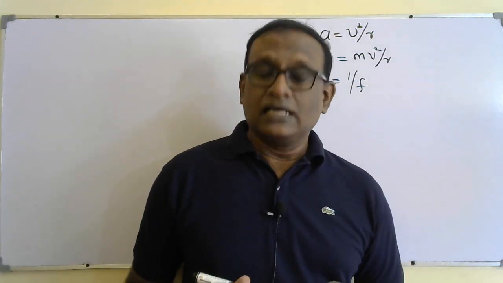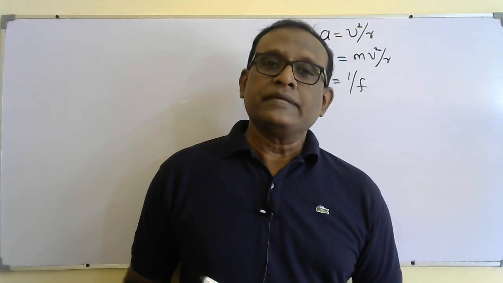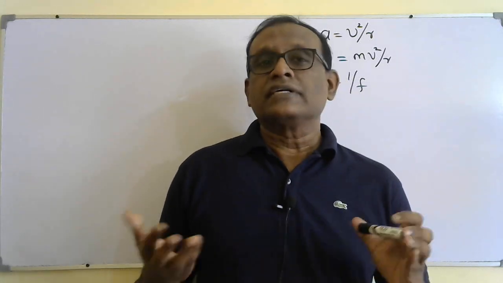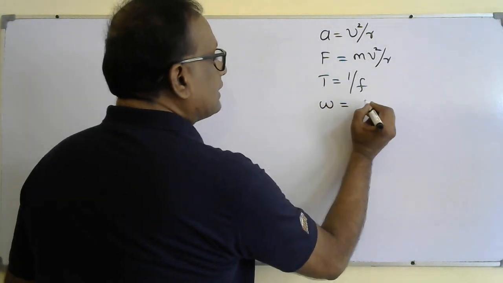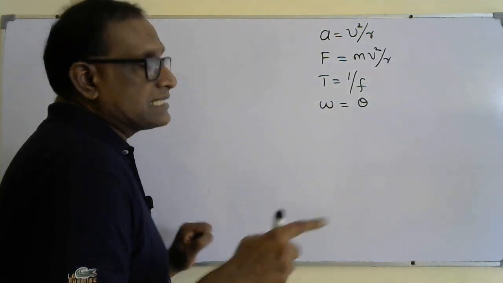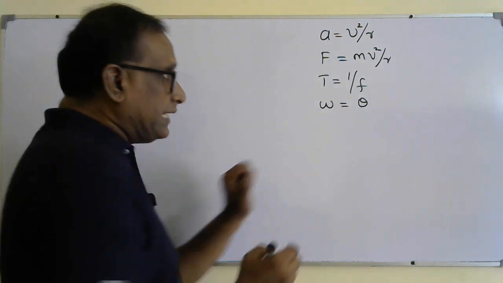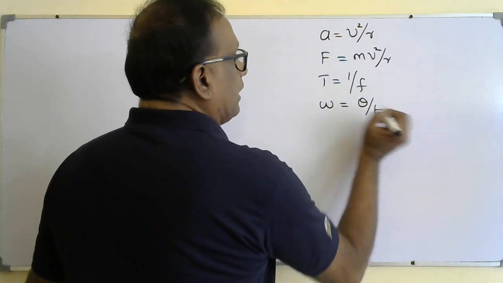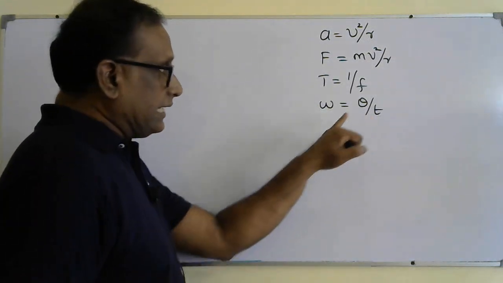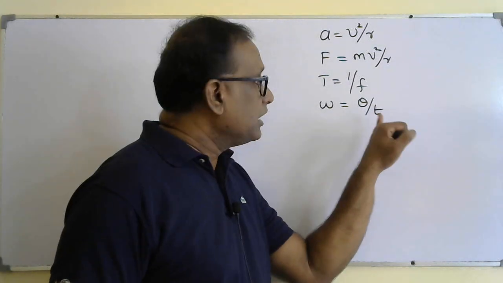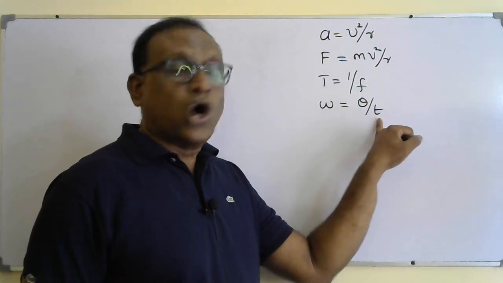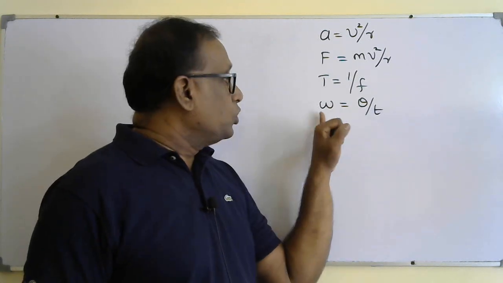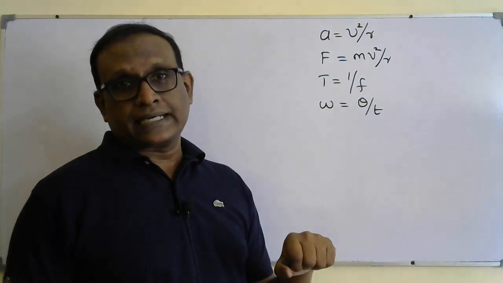Then about angular speed. Angular speed is the rate of change of central angle. Angular speed is denoted by omega. The change in central angle theta during time t means omega equal theta over t. So theta is the change in central angle during the time t. The theta must be in radians. T normally should be in seconds. So the unit of omega will be radian per second.